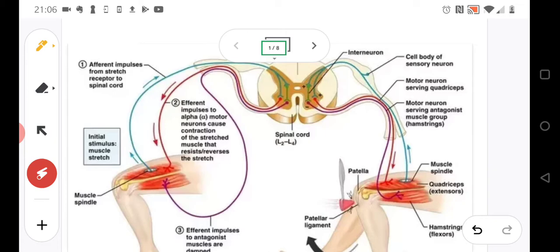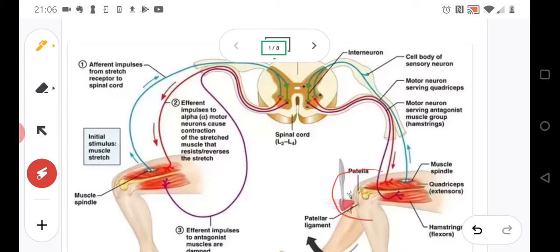Some of you said that this is a mechanism to prevent, for example, burns and things like that. Yes, it is not this reflex. This reflex is very simple. It just preserves some muscle tension in a stretched muscle.